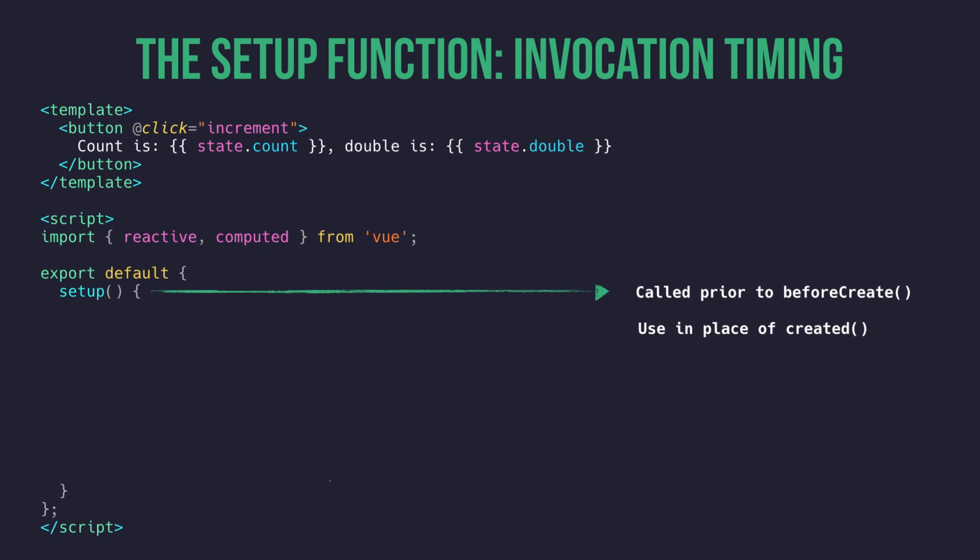Now, it's important to note when this is going to get fired. As far as timing goes, setup is called right after the initial props resolution when a component instance is created. Lifecycle-wise, it is called before the beforeCreate hook. Any logic that you would have normally done in, say, a created function, like fetching data from an API, you would do right here in the setup method. There is no created lifecycle hook in the composition API. You would do that here in the setup method.